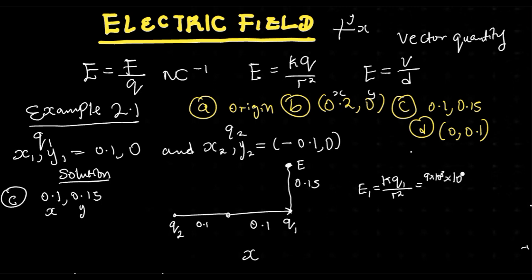10 raised to power minus 8. Right? What's our R? Your R is the distance of Q1 to the point of electric field. So we are talking of Q1 now. Distance of Q1 to the point of electric field is 0.15. So that's 0.15. Right? So when you press your calculator and input that, you will have a value like, try it. That's 9 times 10 raised to power.